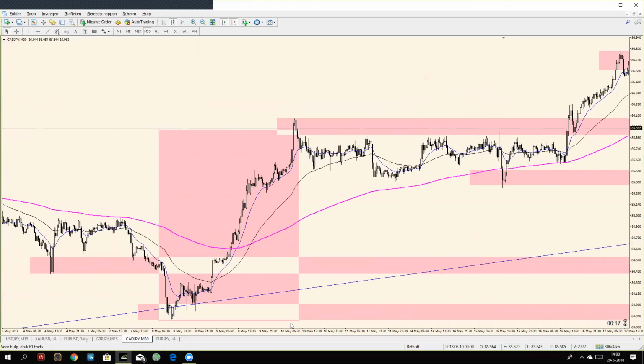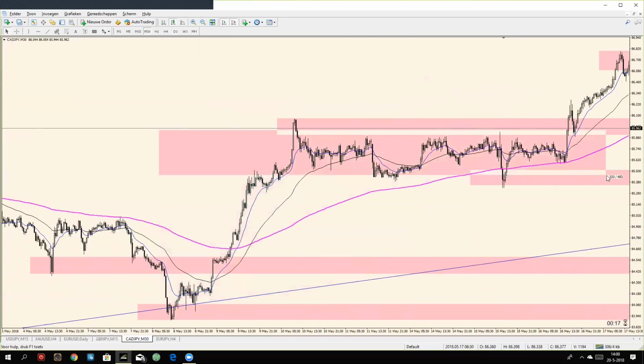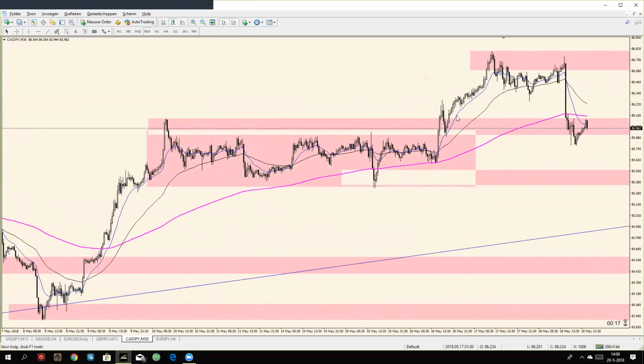So I didn't look a lot at the CADJPY because of this consolidation from last week. There was a lot of consolidation, but finally we had a nice break. The group was telling it as well, so that was nice to see. And yeah, we had a nice break, guys. So everyone who saw this push happen, very nice. But because of a lot of consolidation, I didn't look at it for a while.